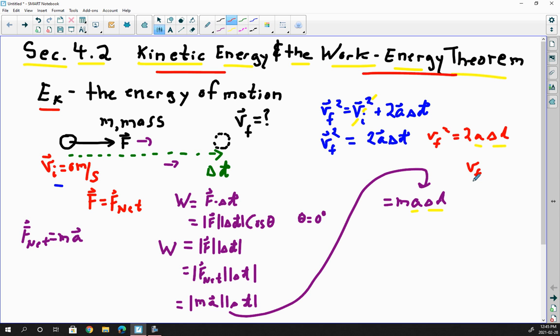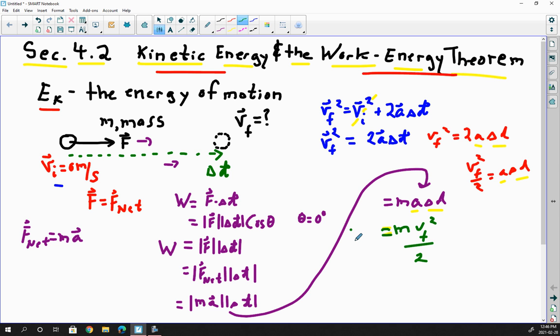VF squared all over 2 is equal to the magnitude of acceleration times the magnitude of displacement. This is all magnitude. Well, look what I have here: acceleration magnitude times displacement magnitude is the magnitude of the final velocity squared all over 2. So I can replace that right in there. A delta D becomes VF squared all over 2.